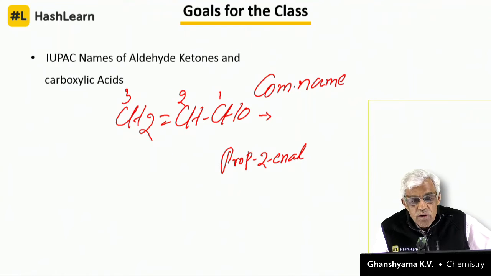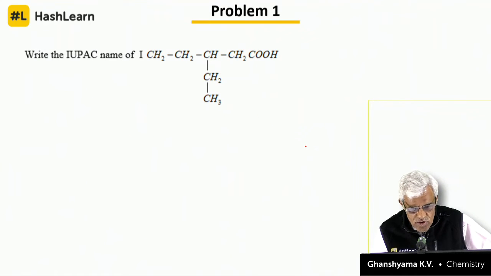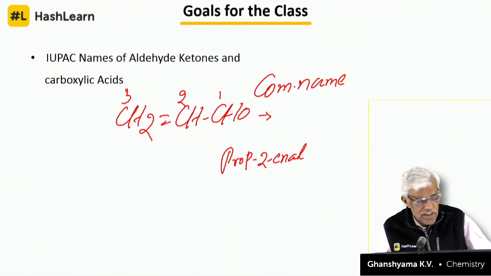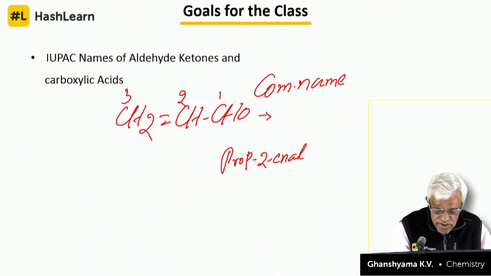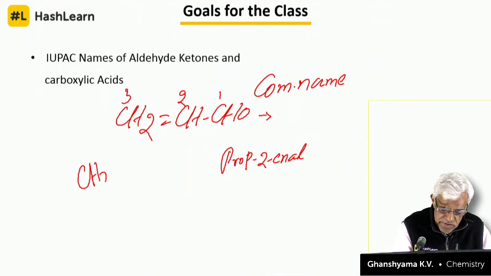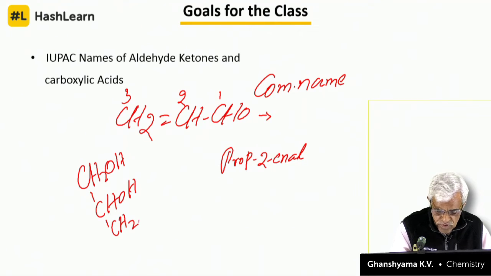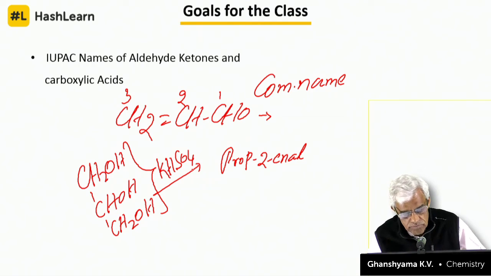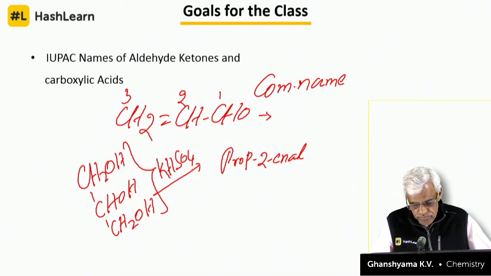The common name is acrolein. Where have you come across acrolein? Acrolein is a test for oils, fats and glycerol. If you heat glycerol with potassium hydrogen sulfate, you get a foul smelling acrolein. Acrolein is formed.